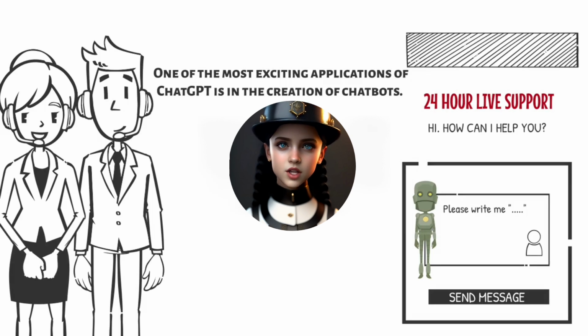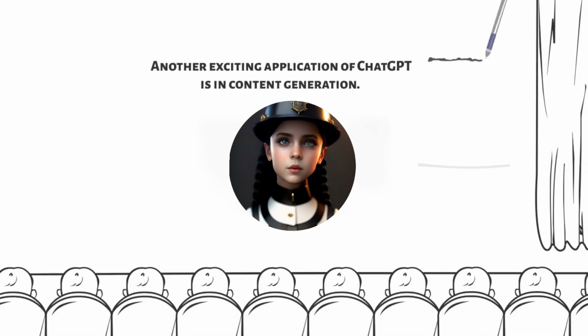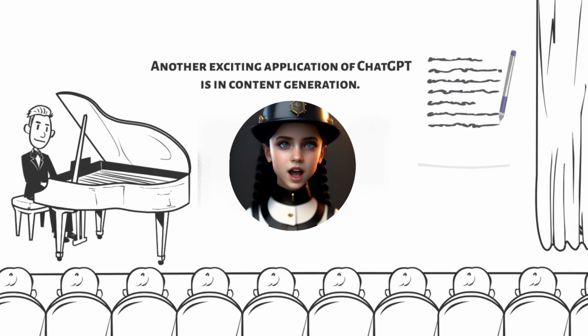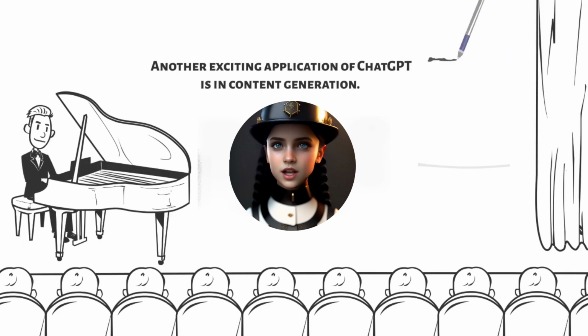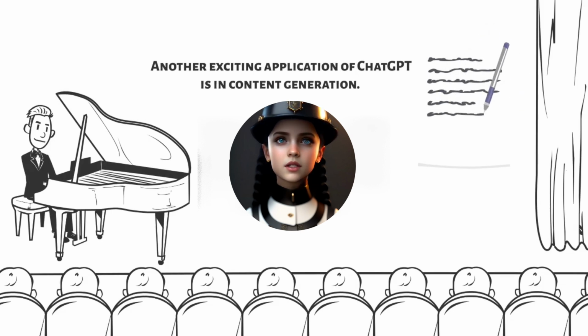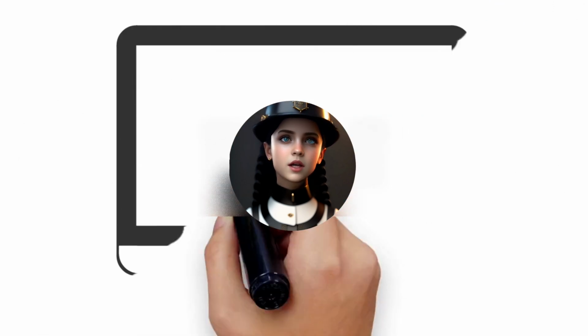Another exciting application of ChatGPT is in content generation. With its ability to generate text based on input, ChatGPT can be used to automate the writing of articles, stories, and even poetry. This opens up a whole new world of creative expression and can help content creators save time and focus on other aspects of their work.